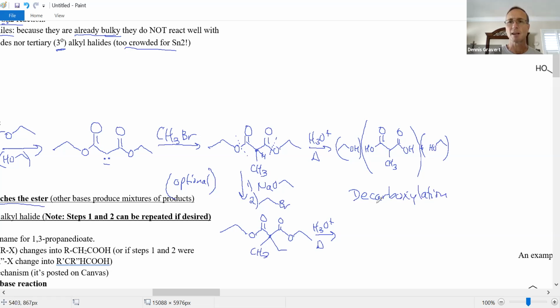What the heck does that mean? De- means to detach, remove. Detach what? A carboxyl group, a carboxylic acid group. So you pick one of those, and it just leaves. You take your carbon, the two O's, and you leave as carbon dioxide, and the hydrogen stays behind on the alpha carbon. So the final product, let's see, if I choose this one to leave, then the left-hand side stays.